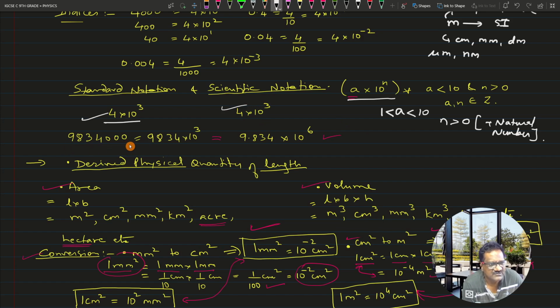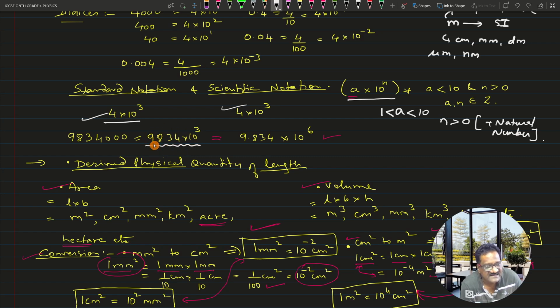Now suppose you have a number like 9834000. It's a huge number, it is occupying a lot of space, and it is very confusing also. So I'll write this number in a shorter form, in the scientific notation form. First I'll write this 9834 as 9834 into 10 raised to 3. See, this is 9834,000. So 9834 multiplied by 10 raised to 3, I'll write this way. Now, here I cannot say that it is in a scientific notation form. Why?